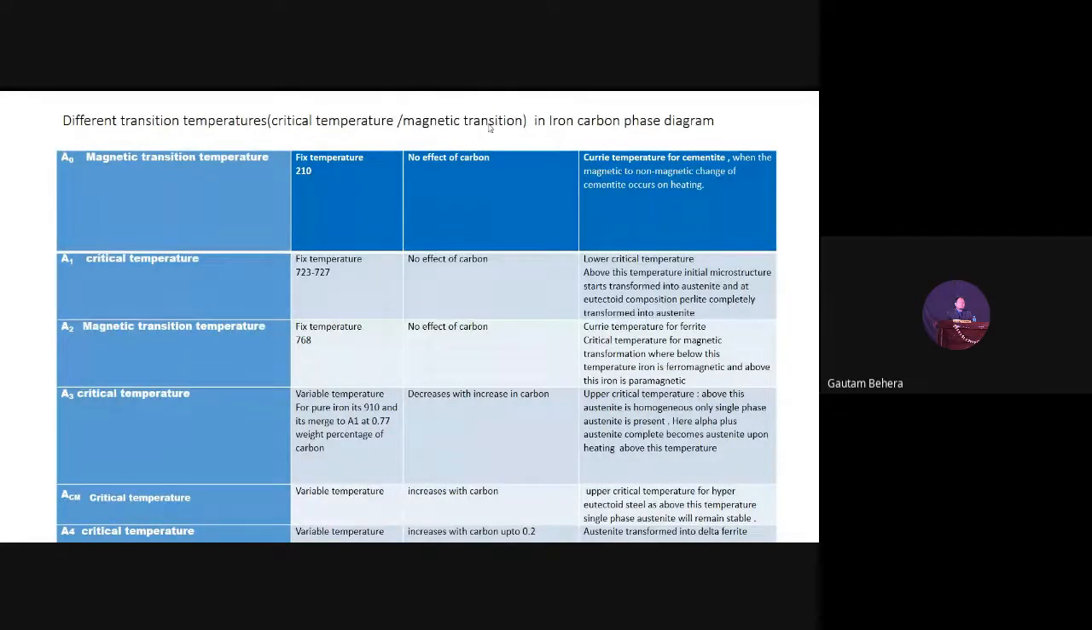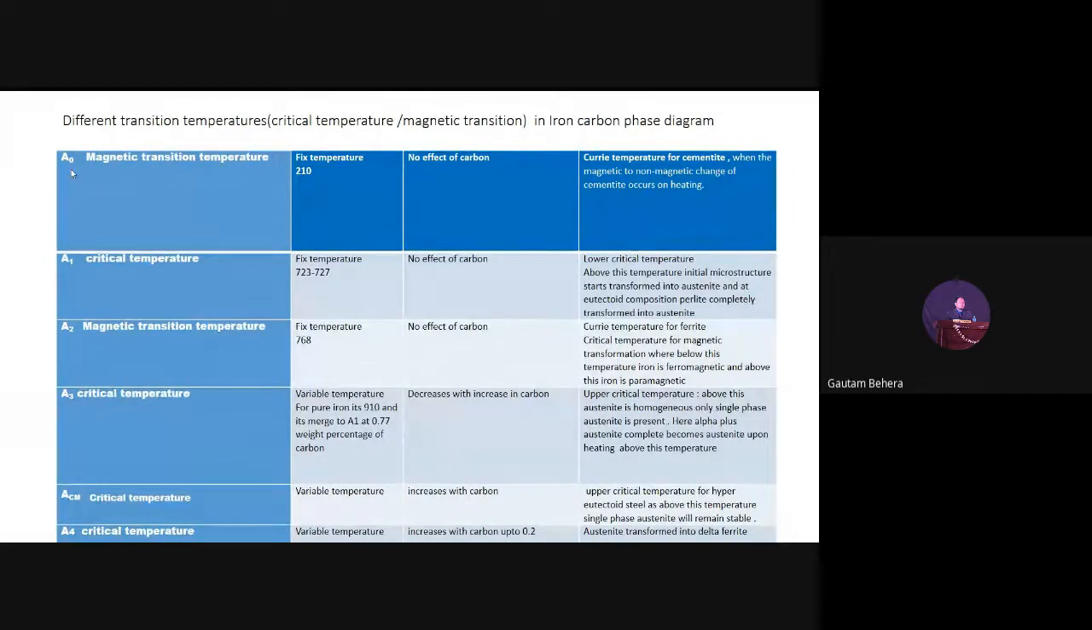A magnetic transition temperature means the magnetic property will change. That means ferromagnetic property may become paramagnetic with increasing temperature. Similarly, with decreasing temperature, the paramagnetic nature will convert into ferromagnetic nature. That is called magnetic transition temperature. So this transition happens at a particular temperature, right? Sometimes the critical temperatures are variable also. It is not fixed. I'll show you sometimes.